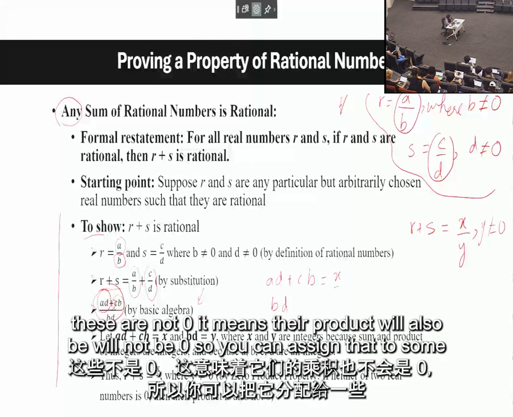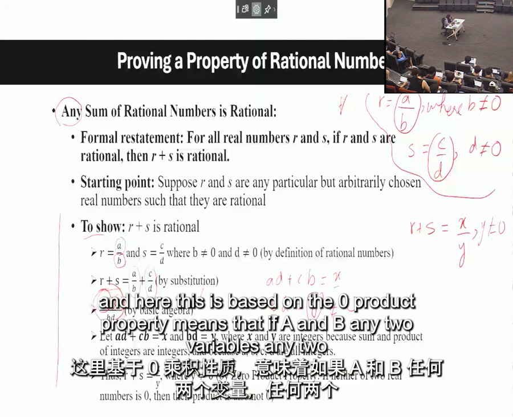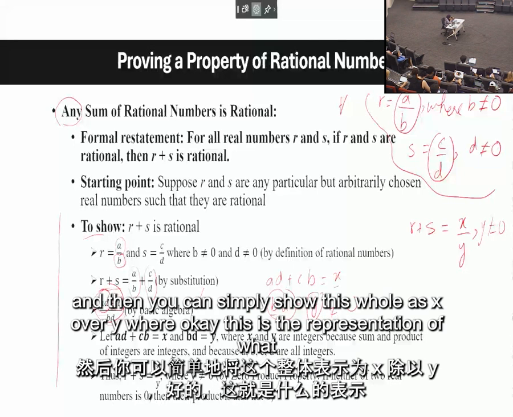When both of these are not 0, it means their product will also not be 0. So you can assign that to some other variable where this is also not equal to 0, because both of these are not equal to 0. Okay, and here this is based on the zero product property. It means that if A and B, any two numbers, are both not 0, then their product will also not be 0.